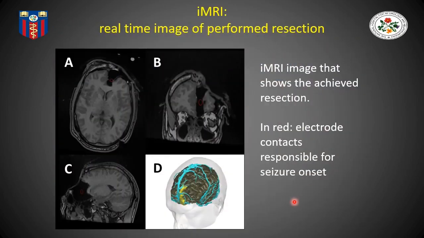This is an example, the same case that I've shown to you before, where we gave ourselves this target to be removed. And here you can see the intraop scan. So the head is still open here, between here and here. This is our craniotomy. And these red dots that you see here are the contacts that were responsible for the seizures. And you can see that we had the certainty that they were beautifully in the air. So the brain in that part was completely resected.